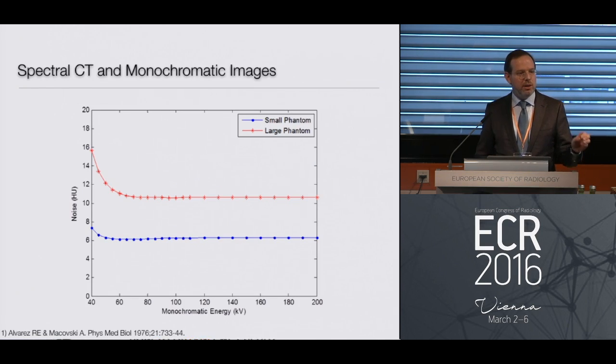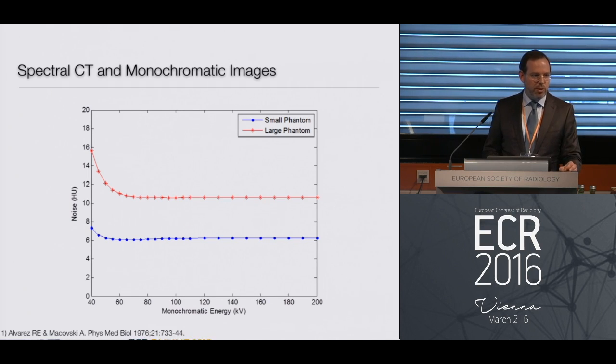However, if you look at the dual-layer detector noise response over the range of kilo electron volt, this remains virtually flat. So we have the opportunity to reconstruct images with similar signal to noise over the entire range of kilo electron volt or X-ray energy. And this is quite useful, as we'll show later.